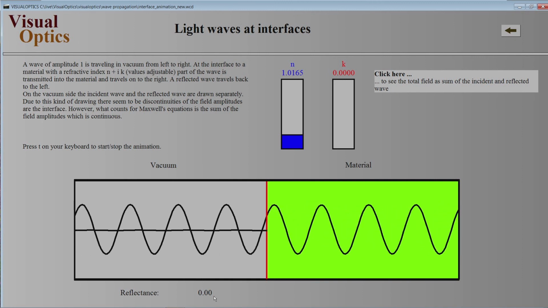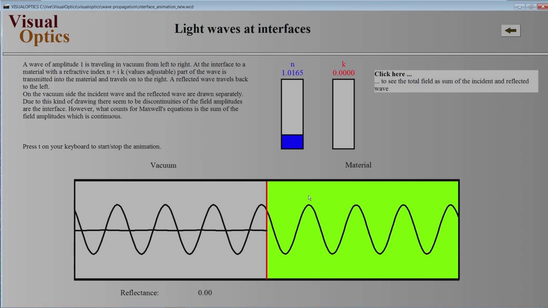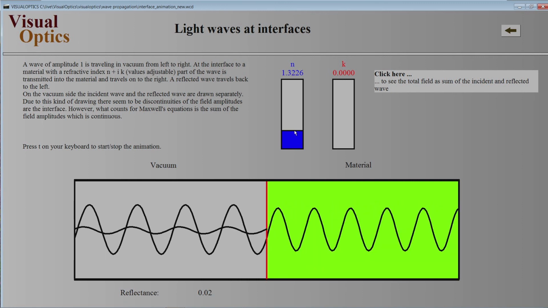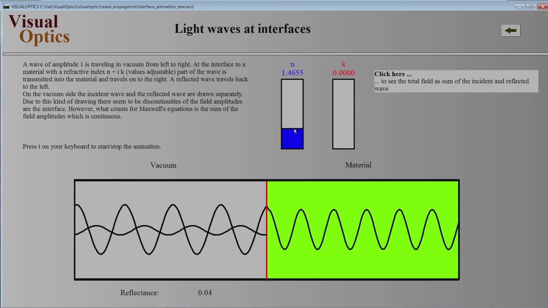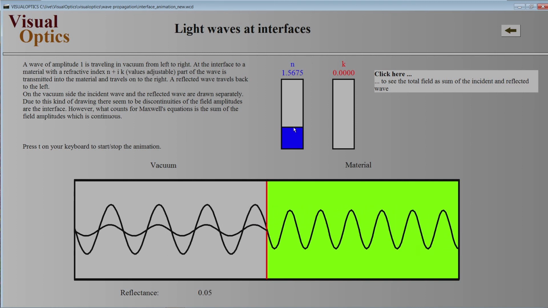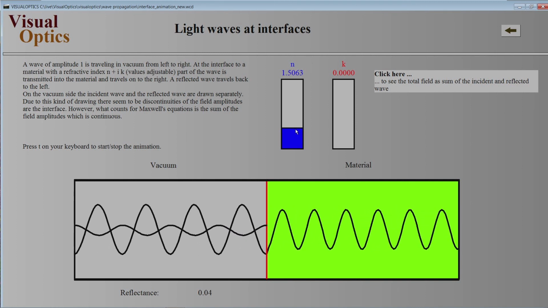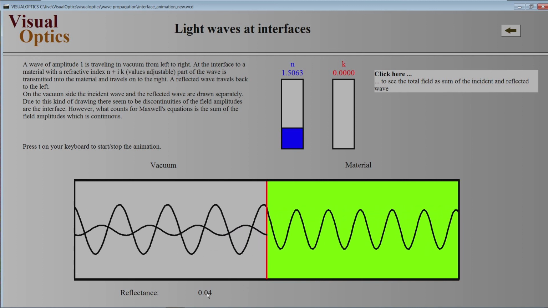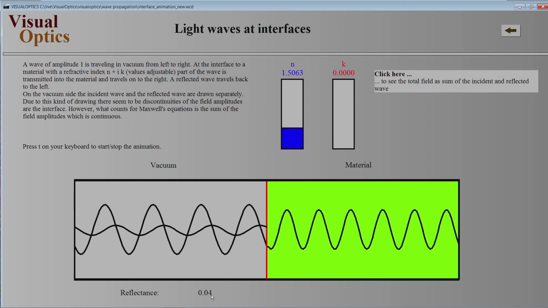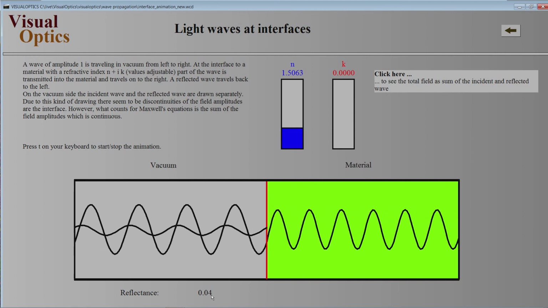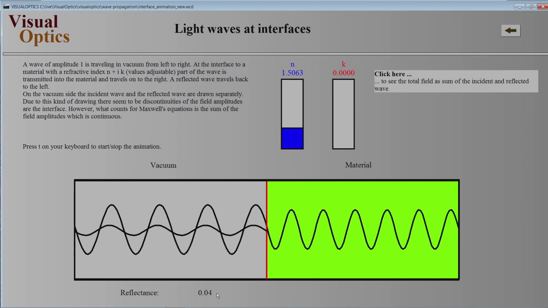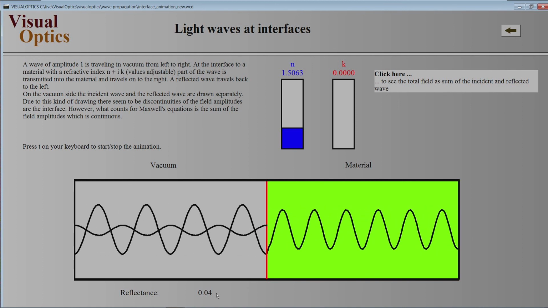And this changes, of course, if we make the material different from vacuum. Let's say we go to 1.5, a typical value for glass in the visible. Now there is a significant wave going back. The intensity reflectance is 4%, and that's a very typical number for an interface air glass. Almost for any wavelengths, it's about 4%.